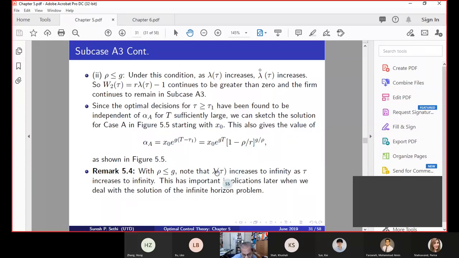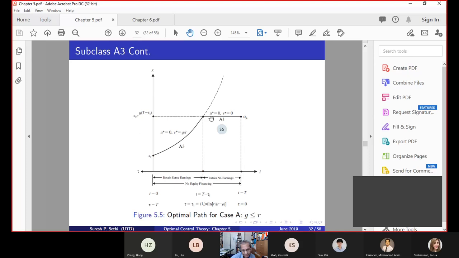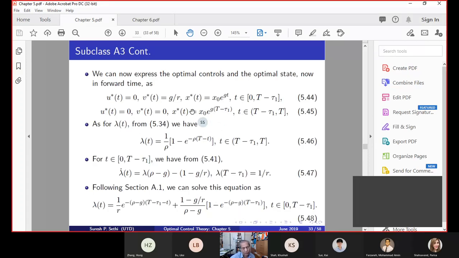For rho less than g, lambda tau increases to infinity. This is an important implication when we look at the infinite horizon problem, because when t goes to infinity, we may run into this situation. We can write the whole solution.